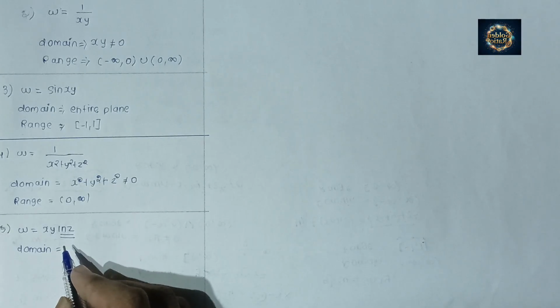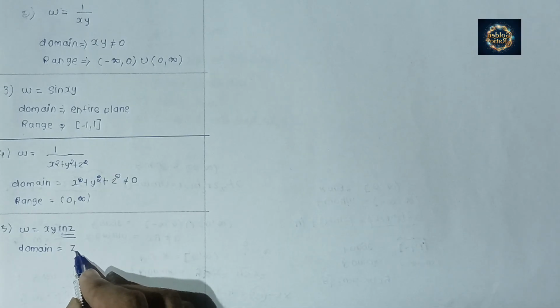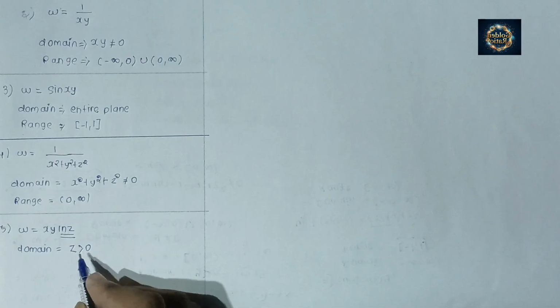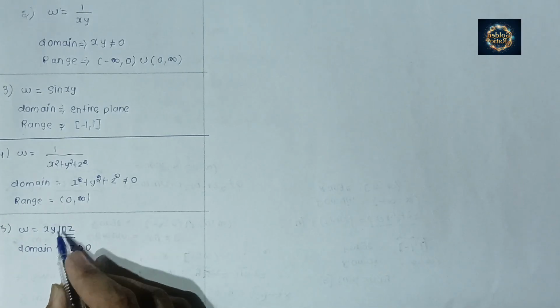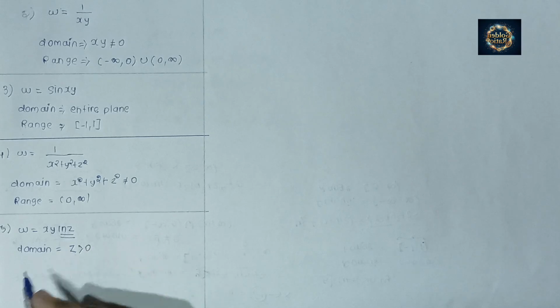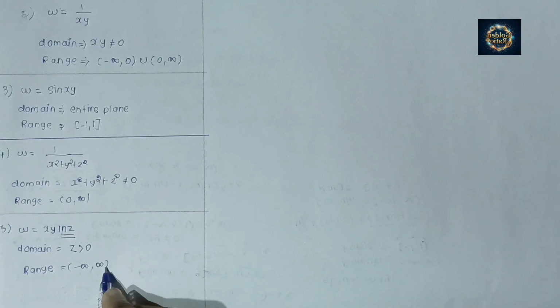So we can give the condition that the domain, or the input value, especially z, should be greater than 0. If it is less than 0, the ln of that value gives a complex number, so the function is not defined there. So the range can be anything from negative infinity to infinity.